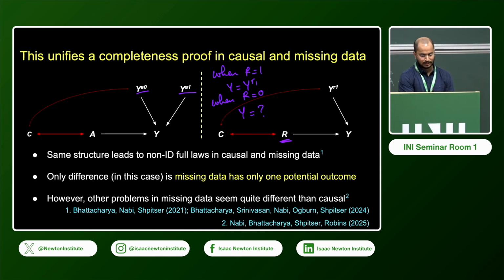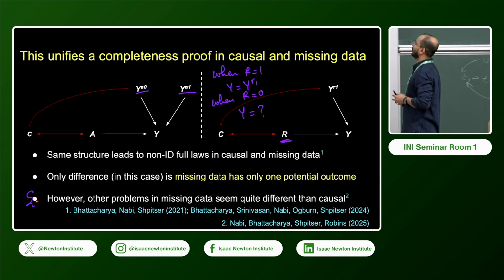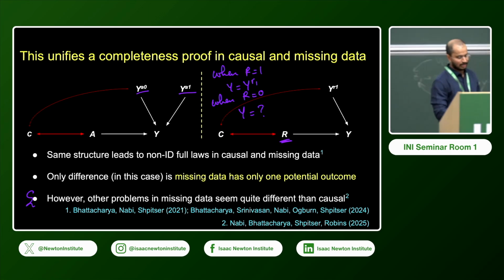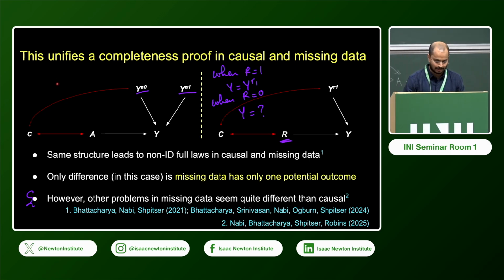So despite all of the similarities between causal and missing data, I'd say we got lucky in the sense that the completeness result for causal and missing data in this particular scenario ended up being the same. However, there are many other problems, which include getting just the marginals. So in this case, as I mentioned, you get P of Y_A over here. Here also you get P of Y_R=1.